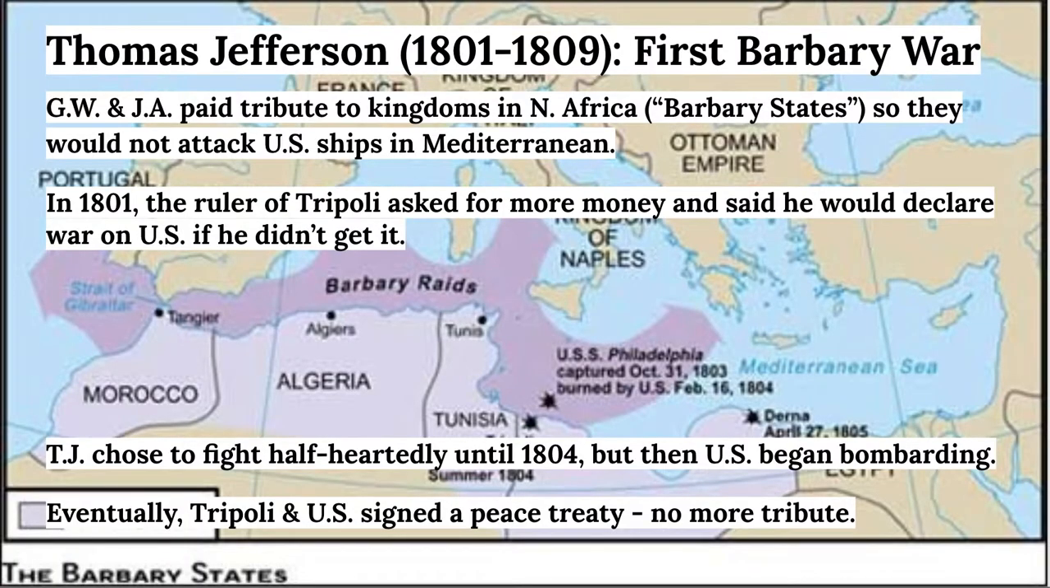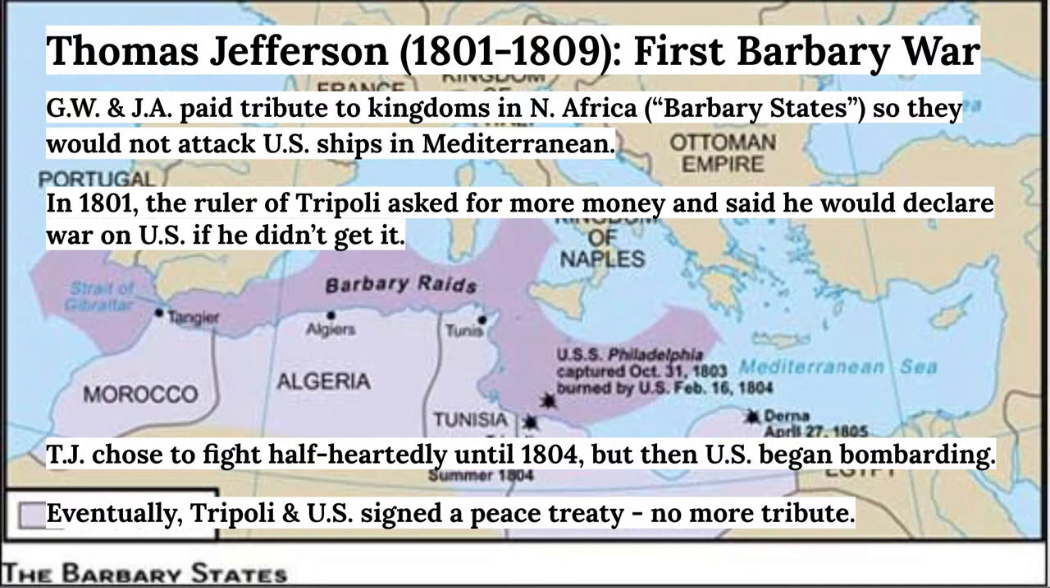Okay, moving into some new content then. So we're at our third president now. We know Thomas Jefferson, right? One thing we didn't talk about with George Washington and John Adams is that in addition to issues going on with England and France, they also had issues with kingdoms in North Africa, which are called the Barbary States. You can see them on the map there in the lighter purple is where these kingdoms were.